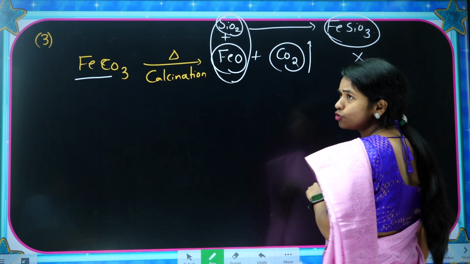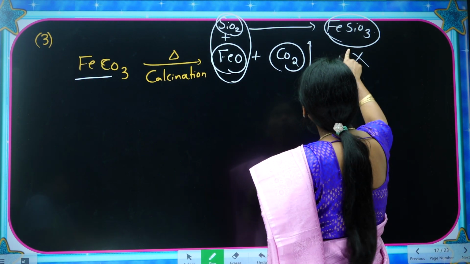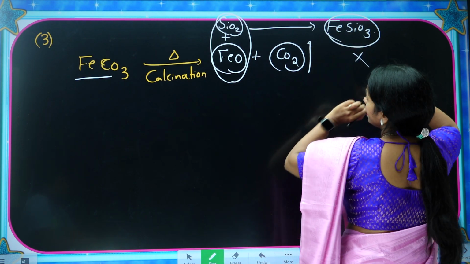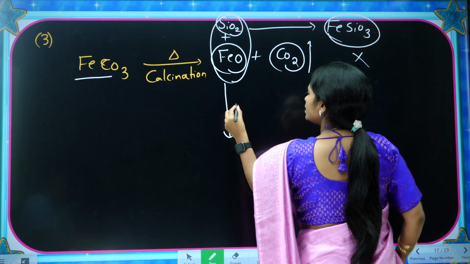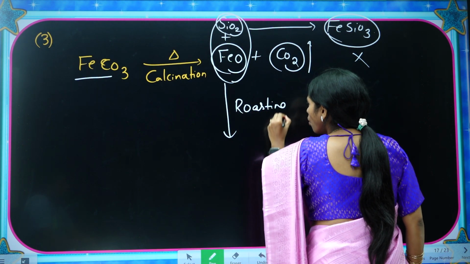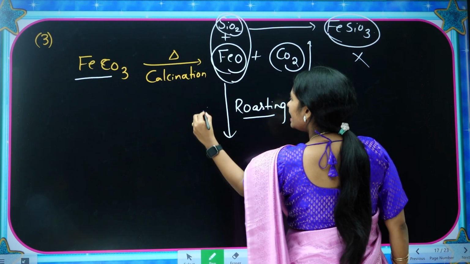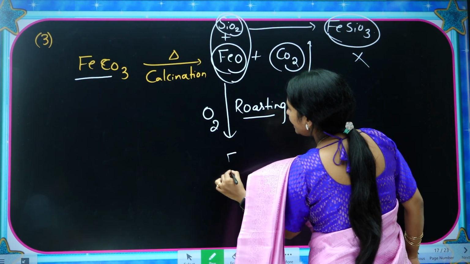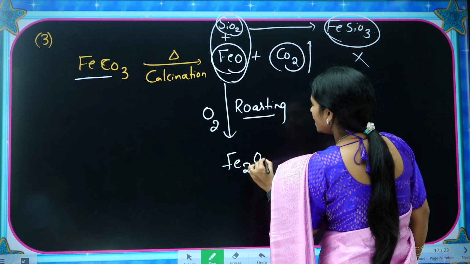We don't want this to happen. Now what we will do is, if it happens, all the iron converts here. So we will do roasting. What do you mean by roasting? Heating the ore below its melting point in the presence of oxygen. Once you do this, it converts into our hematite ore.